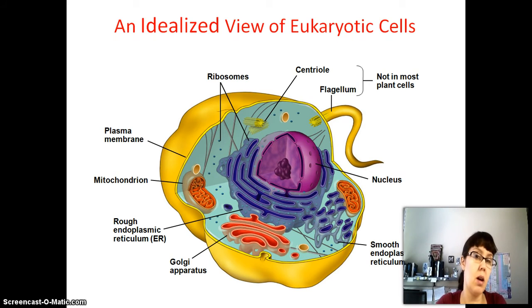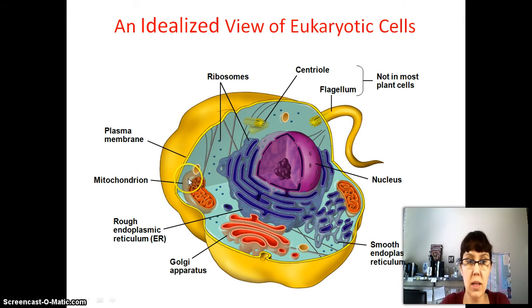Eukaryotic cells are much more complicated and have many more internal parts. The DNA is found within the nucleus, which is bound with membranes. Surrounding that, you have endoplasmic reticulum. Endoplasmic reticulum that has ribosomes attached to it is called rough endoplasmic reticulum, and that's used to produce proteins. On the other hand, smooth endoplasmic reticulum is used to produce lipids or fats.